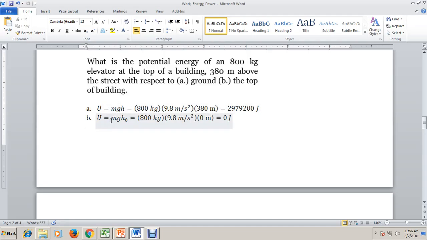the reference from which you measure the height is the top of the building, so when you render that the reference position for the height is on the top of the building, and since the elevator is also on top, the position with respect to the top of the building is 0. So the potential energy of the elevator with respect to the top of the building is 0.